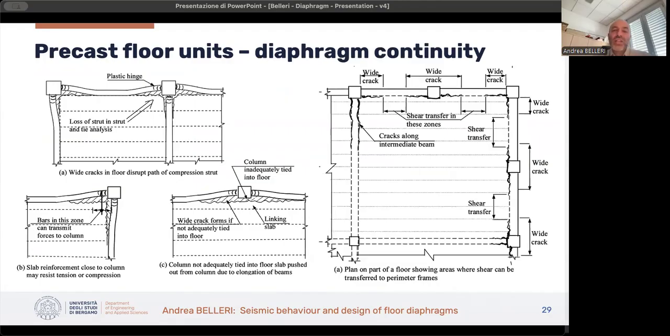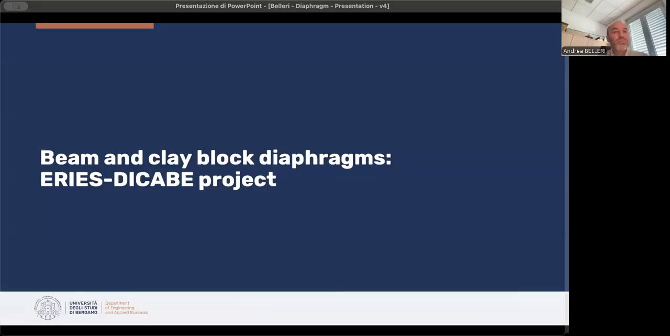And so there are some regions where the shear transfer is not allowed and some others where it's allowed. So in the design, it should be taken into account. And this is particularly addressed in the New Zealand building code.